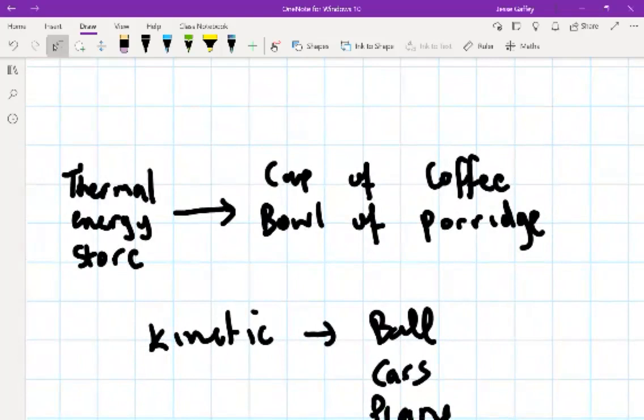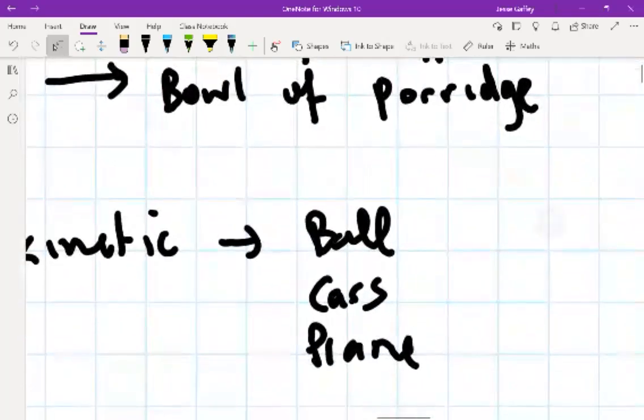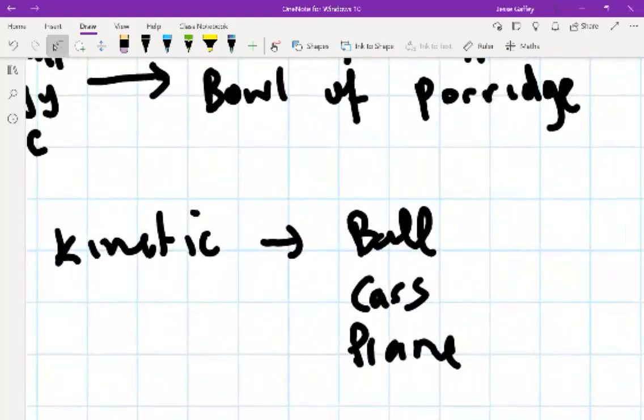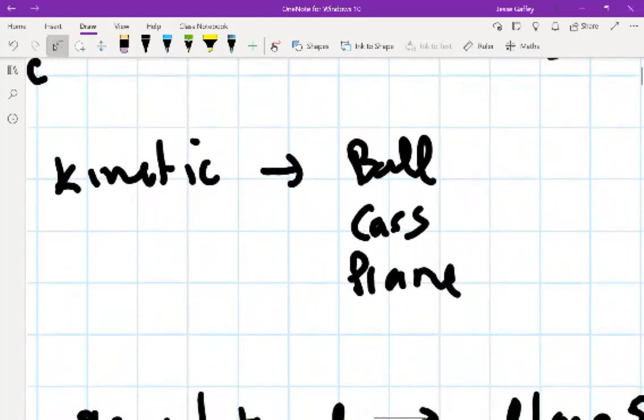It's the same with the porridge. Goldilocks and the 3 bears. Daddy Bear's porridge had the highest amount of energy in the thermal energy store. It was too hot for Goldilocks. Baby Bear's was just right, if you remember, and it had the lowest amount of energy in the thermal energy store. Kinetic, then, you can think about things like a ball, kicking a ball, a moving car, or an aeroplane.